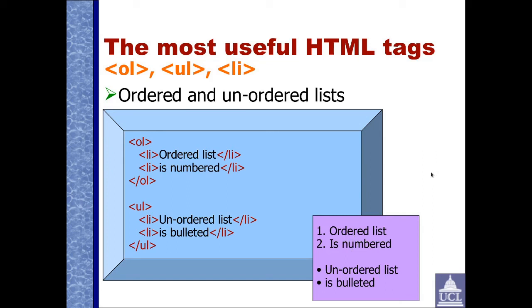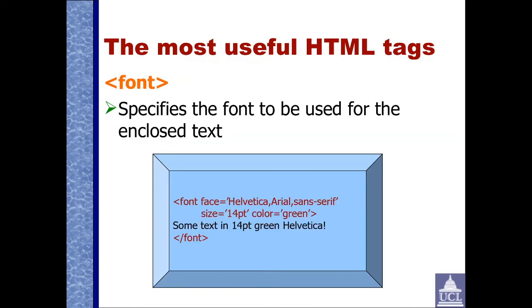We can also nest lists, so within a list item, we can have another unordered or ordered list. Now, we can also specify the font. So we can encompass a section of text with font, face equals, and then the font that we wish to use, the size, and the colour.